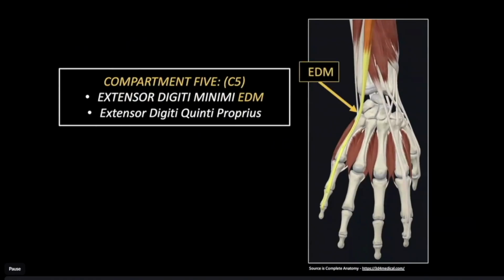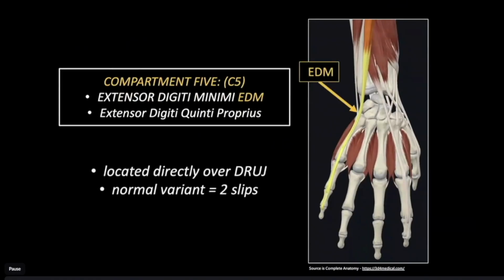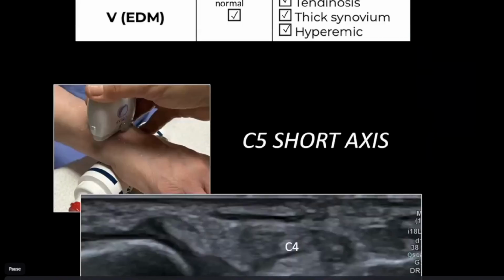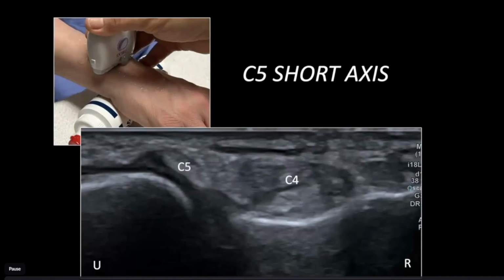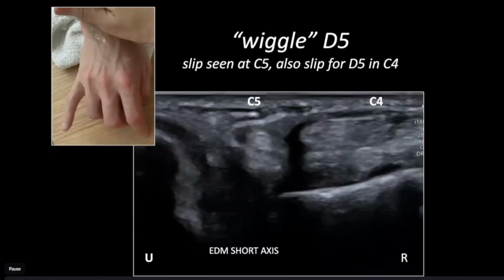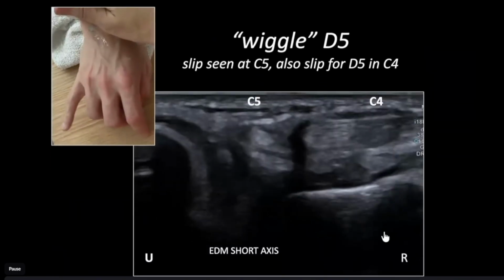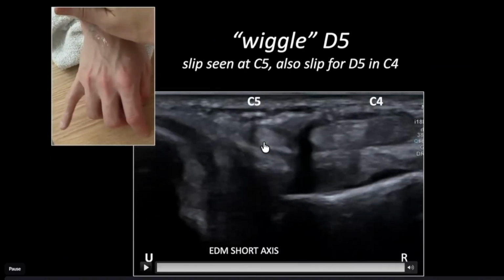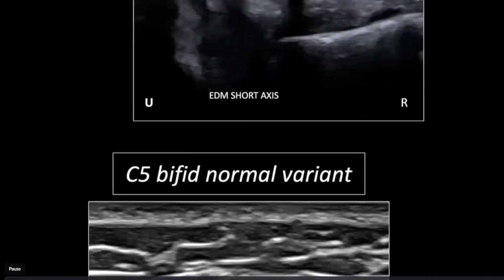Compartment 5, EDM, again, over the drudge. Normal variant is 2 slips. Things you might think about. Short axis image, there's the probe, again, right over the drudge is compartment 5. You can wiggle, and in this case, you can see that there are 2 slips moving, and this is the one in compartment 4 for D5, and that's compartment 5.